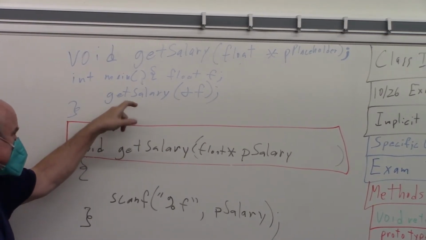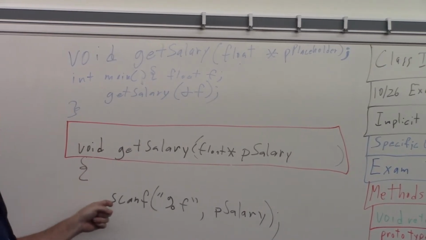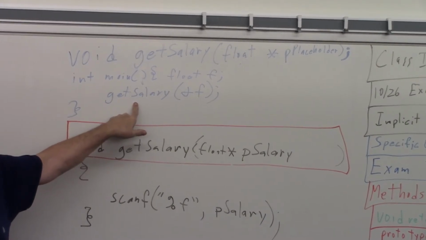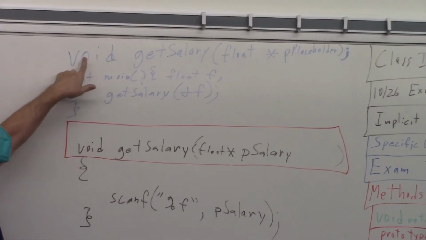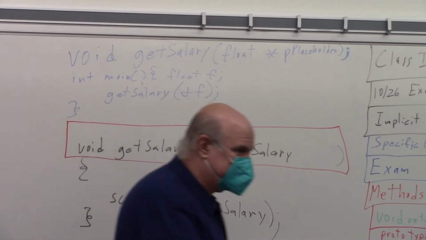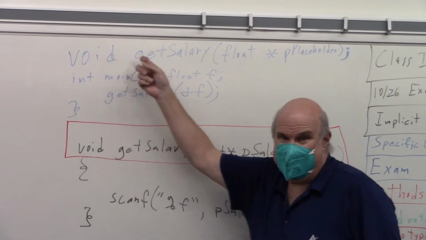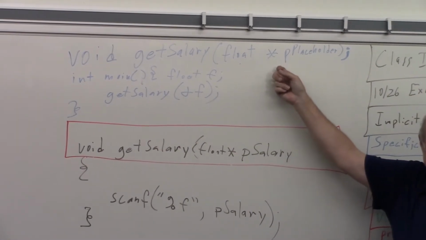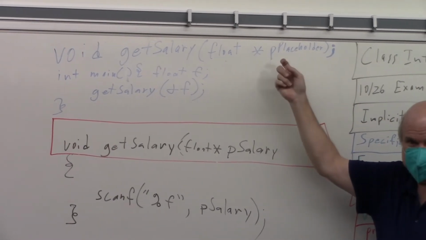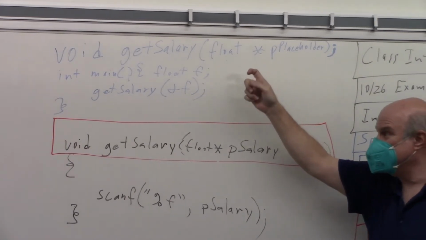Anyway, this thing calls get salary, but get salary does not have a definition yet as far as the compiler knows. But what the compiler knows, the compiler says get salary is declared, and I know everything I need to know about it. I know what its return type is. I know what its parameter list is. The parameter list is the type of the parameters and the number of parameters. And that's all the compiler needs to know to generate code to call the method.